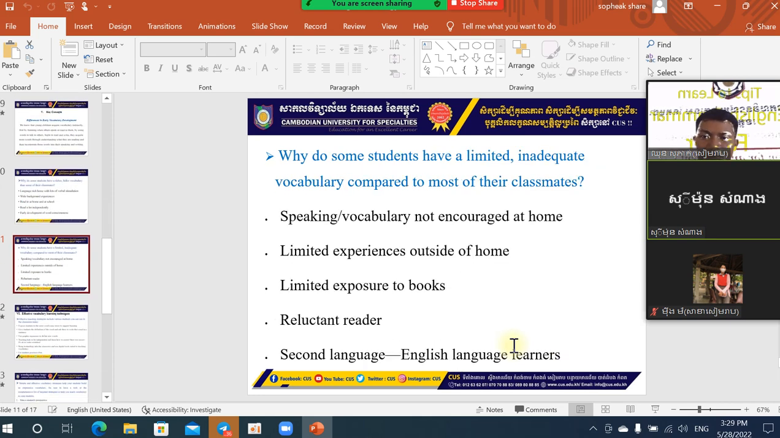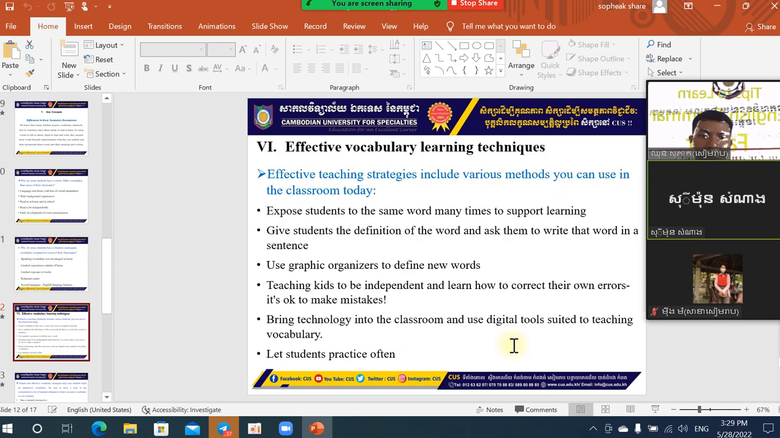Why do some students have a limited vocabulary compared to most of their classmates? They have a speaking vocabulary not encouraged at home, limited experiences outside of home, limited exposure to books, are reluctant readers, or are second language and English language learners. So that's all for my points. So I continue to Sister Mung Mung.